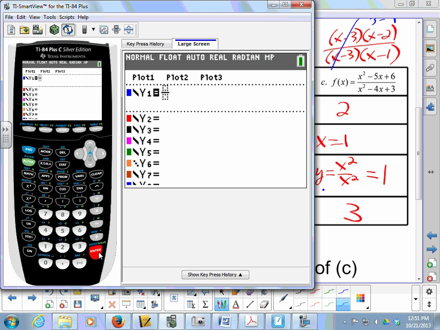Make sure you use your fraction key. That way you're going to be much more accurate.